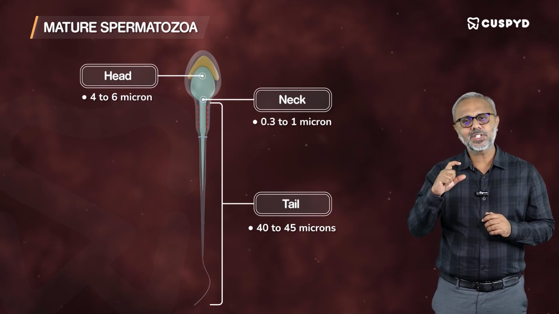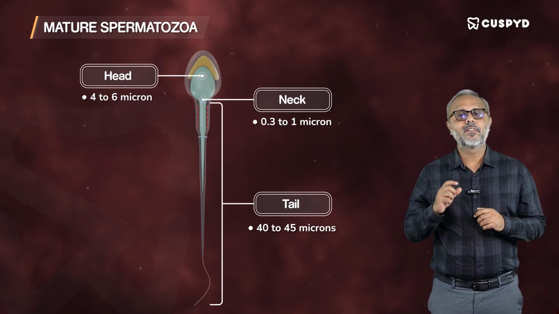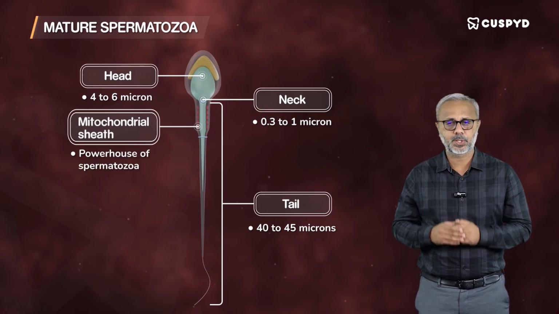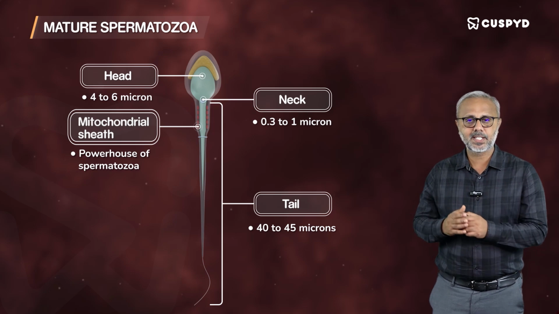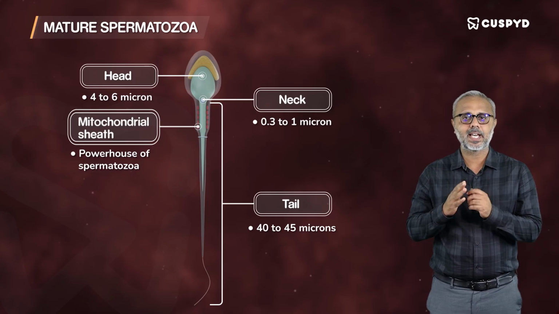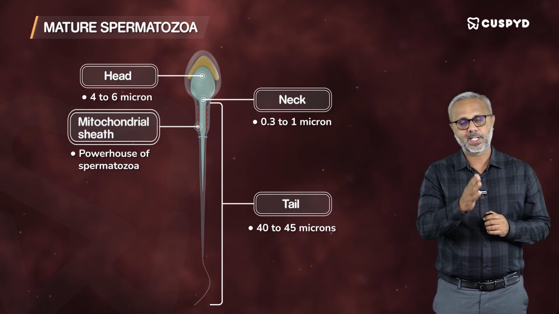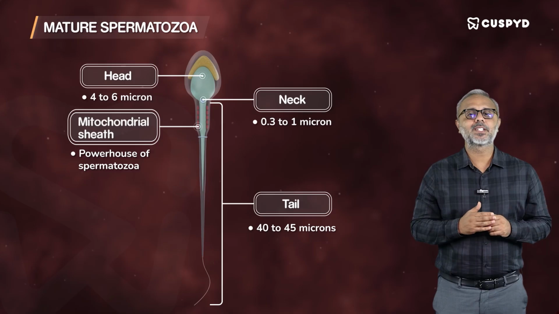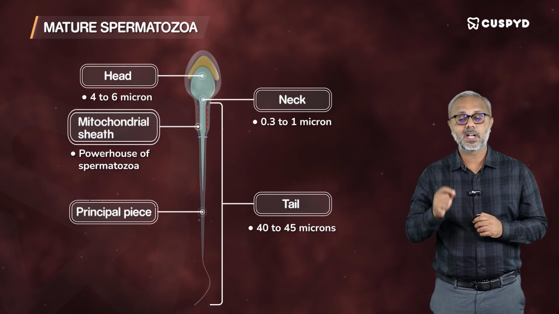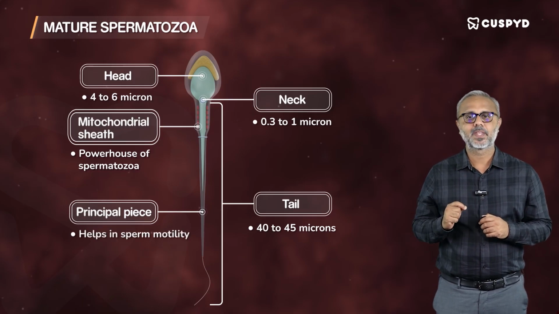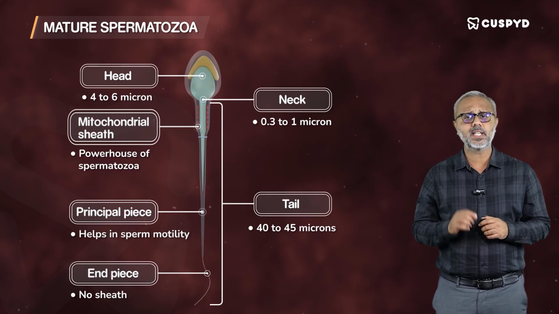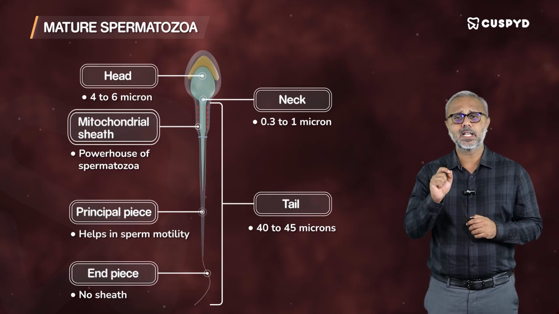Of this, the initial portion is called the middle piece, which contains the mitochondrial sheath. This is the powerhouse of spermatozoa. In the recent INICET exam, there was a question on which part of the spermatozoa helps in generation of power. So that is the middle piece. The middle piece is followed by the principal piece. This principal piece is responsible for the motility of the spermatozoa. This is followed by the end piece without any sheath. This is regarding the mature spermatozoal structure.